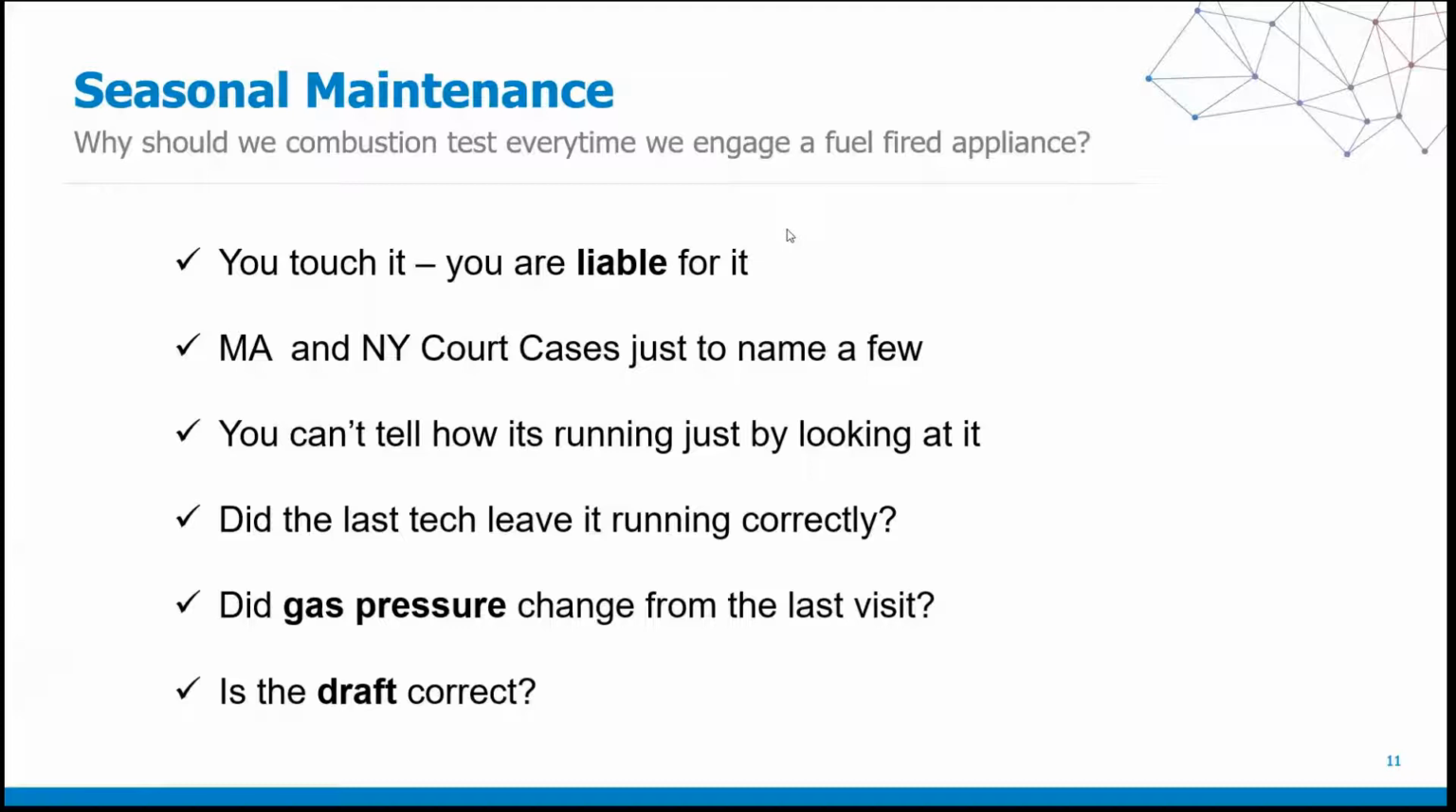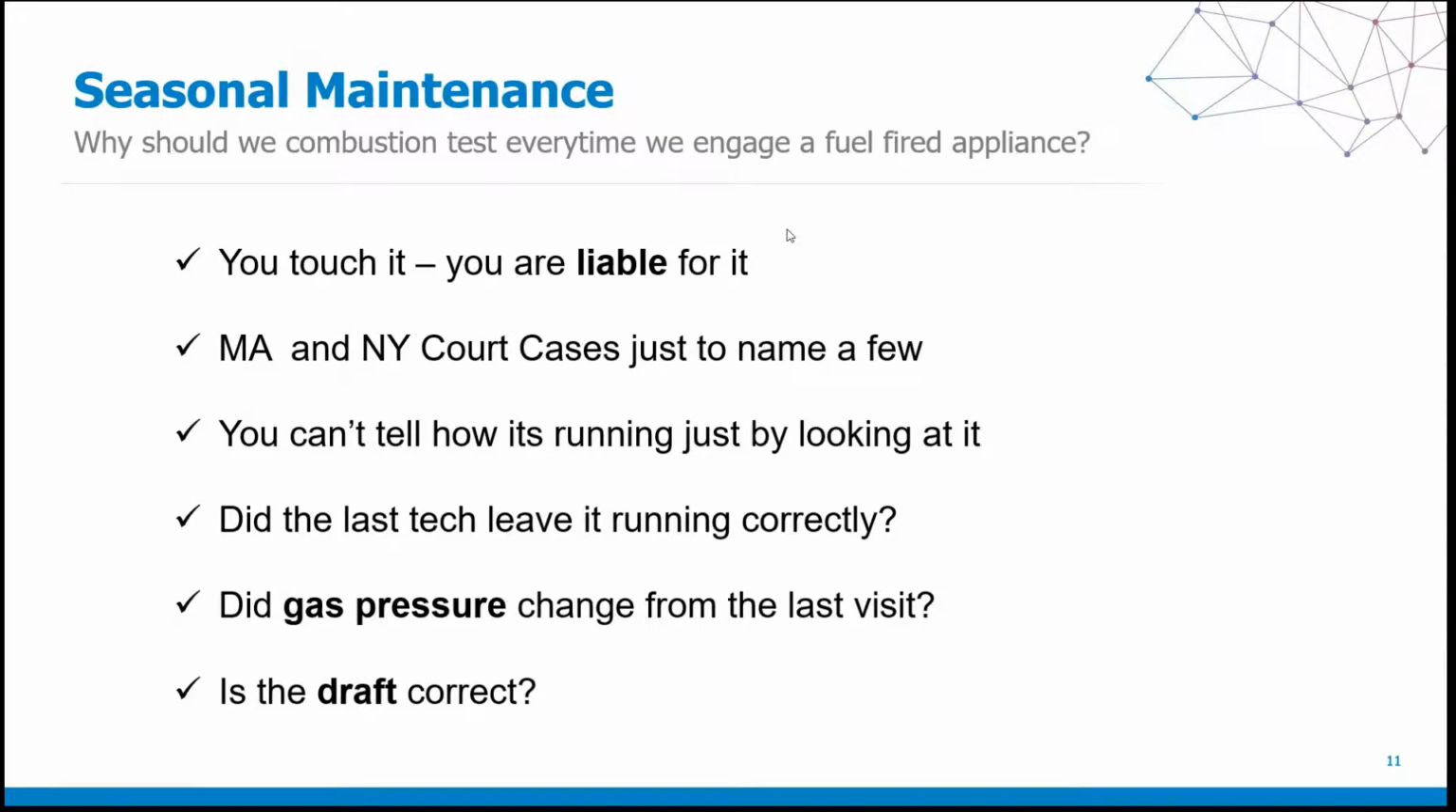There could be something going on inside of it, even though it looks to the eye that everything is functioning properly and sounds like it's functioning properly. Did the last technician leave it running correctly? You don't know. You can't trust it. And in today's world, you need to control the variables.